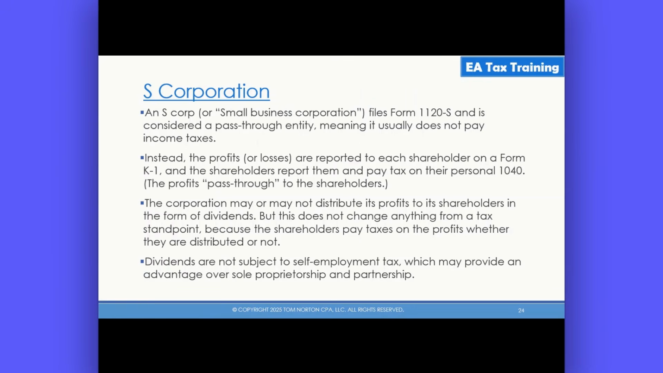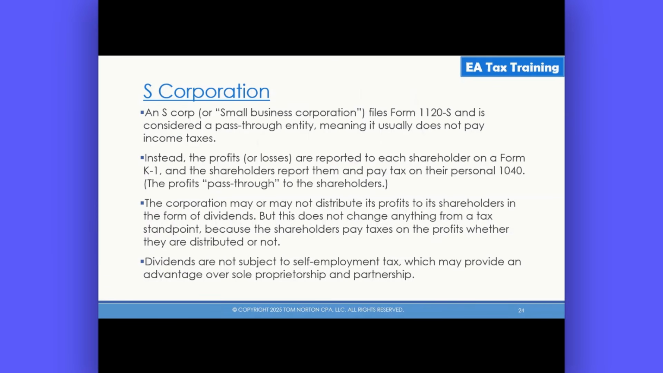You will sometimes hear an S corporation described as a corporation that is taxed like a partnership. And that is generally true. There are some differences between partnership and S corporation taxation. But if you just think about it big picture, that is kind of true.